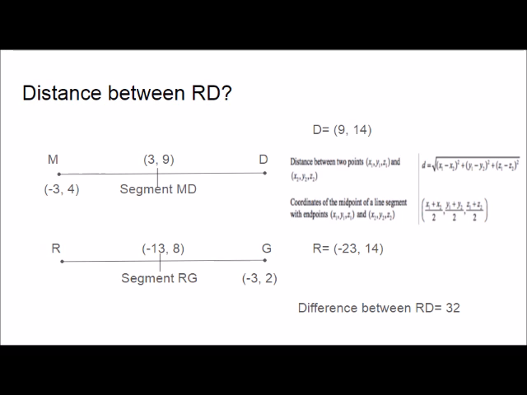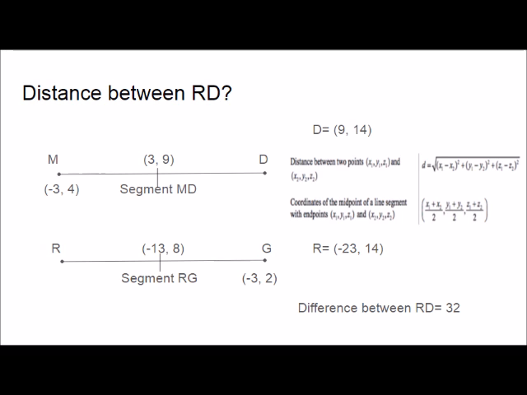And with segment RG, you have segment G has the coordinates of (-3, 2) and (-13, 8) is the midpoint. So for the x coordinate, you have -3 and then you have -13. So the point that would align those two perfectly would be -23 for the x coordinate, and for the y coordinate 2 and 8. So you would have 14. So you would have (-23, 14), and 2 and 8 would be mathematically proportional.